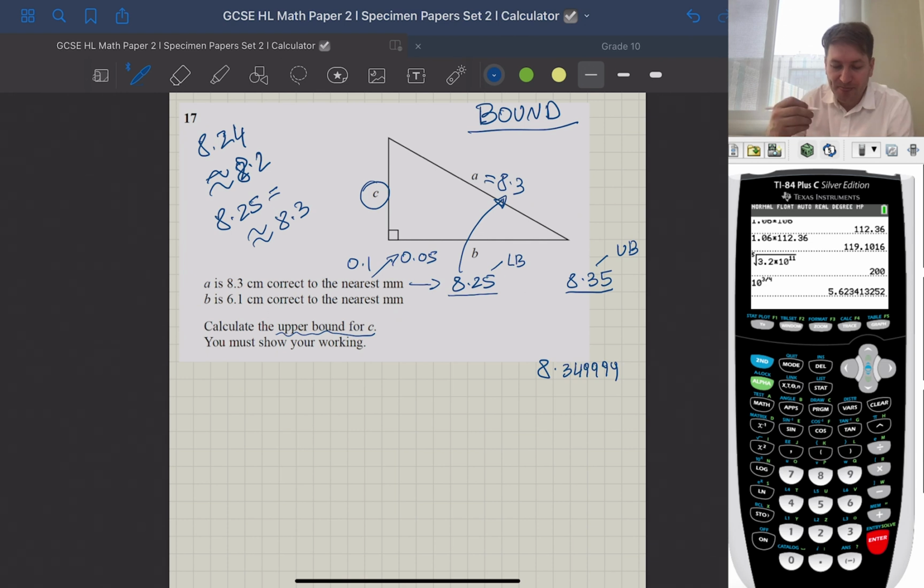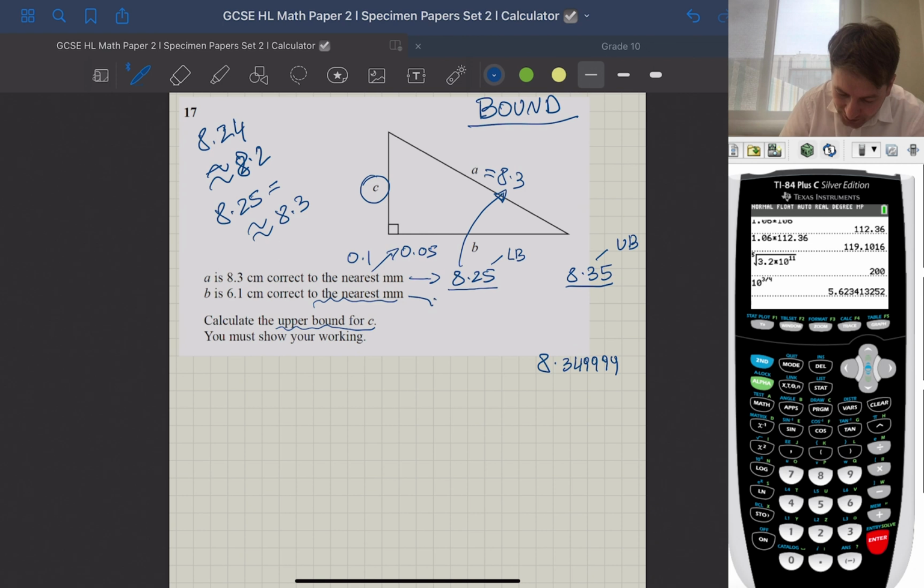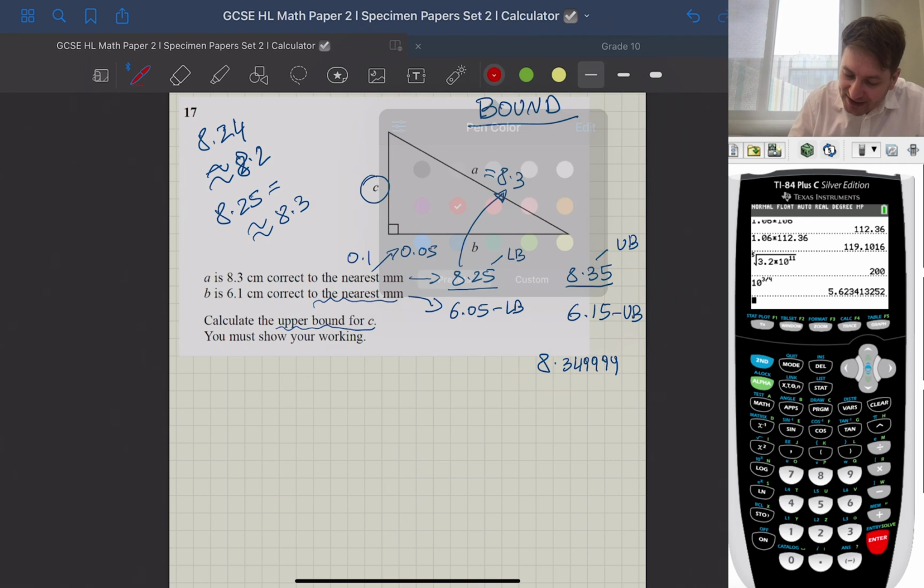So in a way, all you have to do is just look at what they're rounding and half that value, take it away or add it. So B is not 6.1, it's been rounded to 6.1, which means it's gonna be 6.05 or 6.15. This being your lower bound and upper bound. Why is this important? Why am I saying all this? Well, because how will I calculate C?